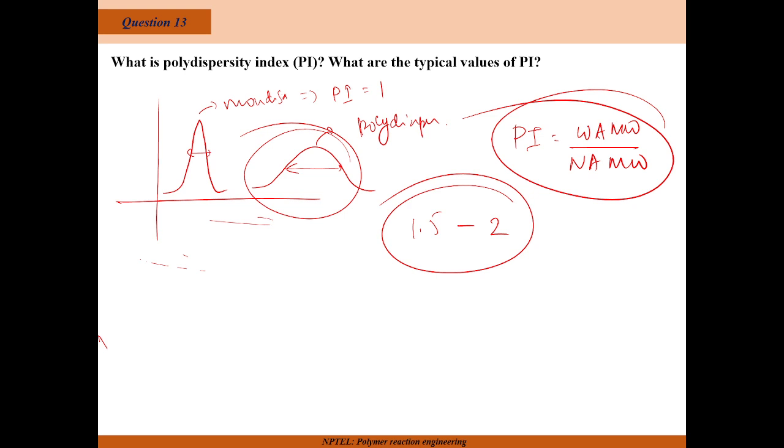Some chains will propagate fast and some will propagate slow. The chain which propagates fast will end up as a bigger chain, whereas the chain which propagates slow will end up as a smaller chain once it gets terminated. So in free radical polymerization, you will have a very big chain, somewhere close to 1 lakh molecular weight, and something in the 10,000 to 20,000 range, and something at 1,000 or less than 1,000 also. The distribution of molecular weight is very broad.